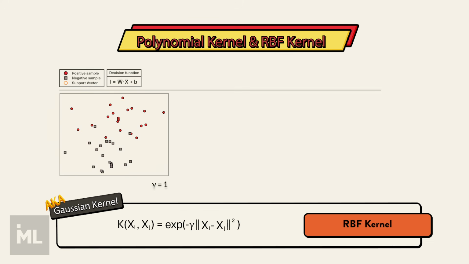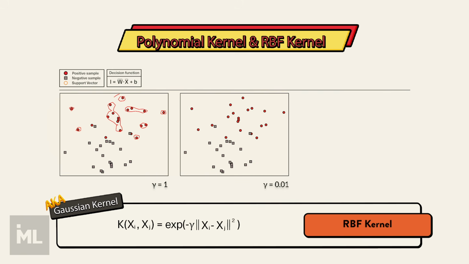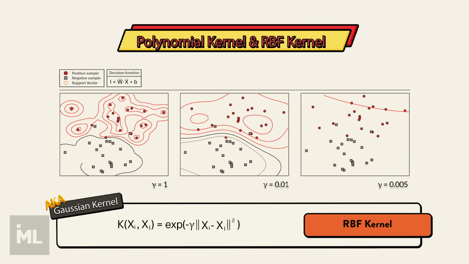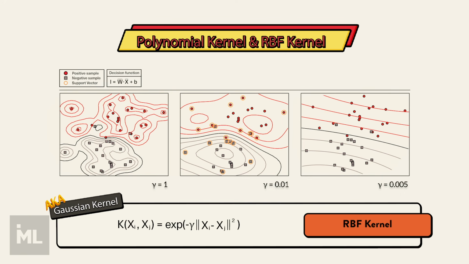Here are some examples for SVM with RBF kernel of different gamma values. The simulation is done with scikit-learn. A small value of gamma will make the model behave like a linear SVM without kernel. A large value of gamma will make the model heavily impacted by the support vectors and may result in overfitting.